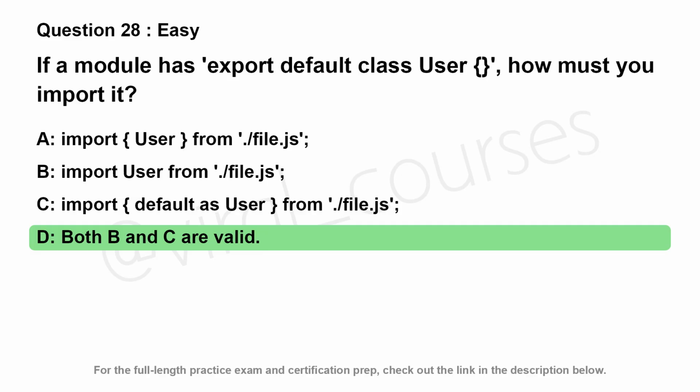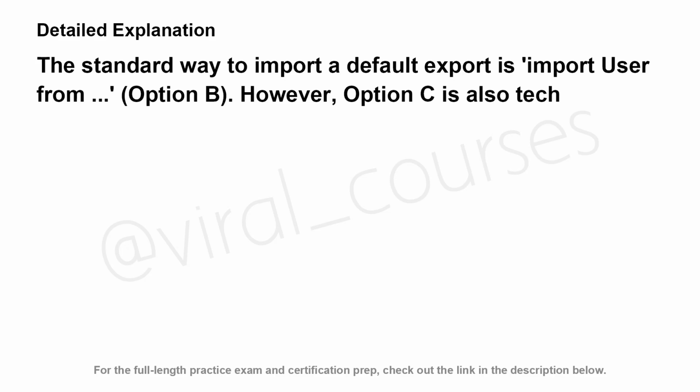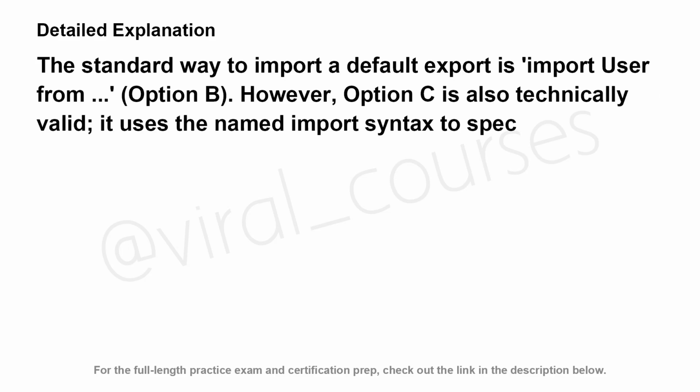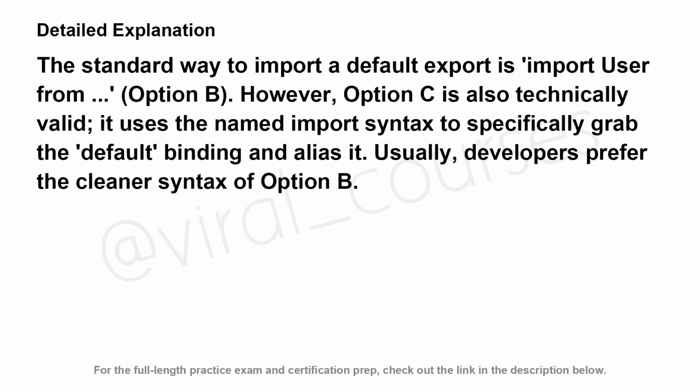The correct answer is D. The standard way to import a default export is import User from, option B. However, option C is also technically valid. It uses the named import syntax to specifically grab the default binding and alias it. Usually, developers prefer the cleaner syntax of option B.